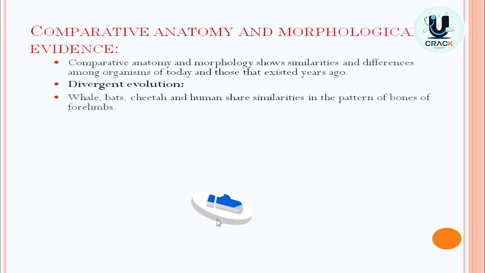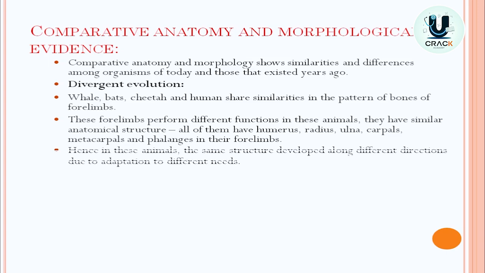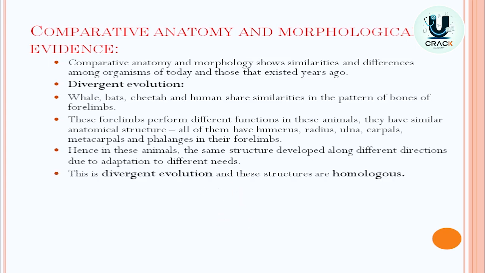Divergent evolution. Whale, bat, cheetah and human share a similar pattern of bones in the forelimbs. These forelimbs perform different functions in these animals, but they have similar anatomical structure, like humerus, radius, ulna, carpals, metacarpals and phalanges in their forelimbs. Hence, in these animals, the same structure developed along different directions due to adaptation to different needs. This is called divergent evolution, homologous.